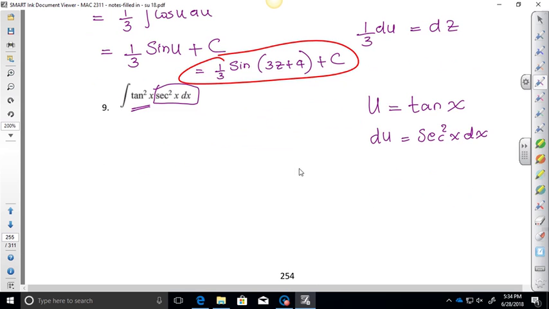So what would I get here for a function? I get integral. Tan x is u. U squared du. U is tan x. And our function is tan squared. So it's going to be u squared. And that's integral. What's the integral of u squared? U to the third divided by 3.